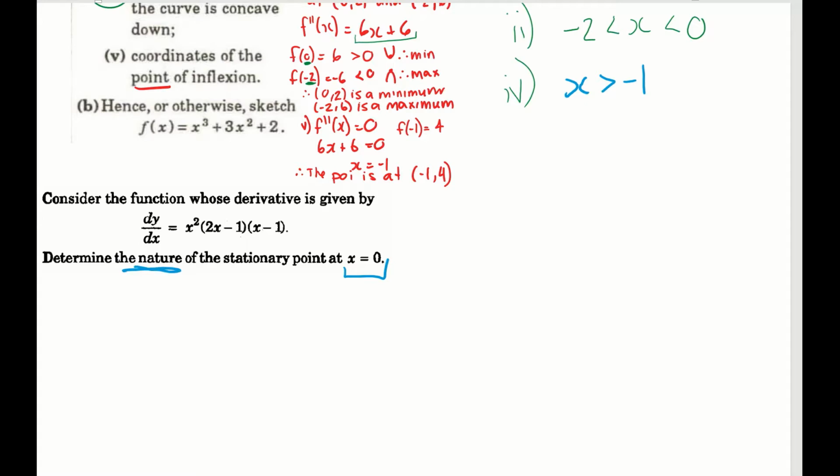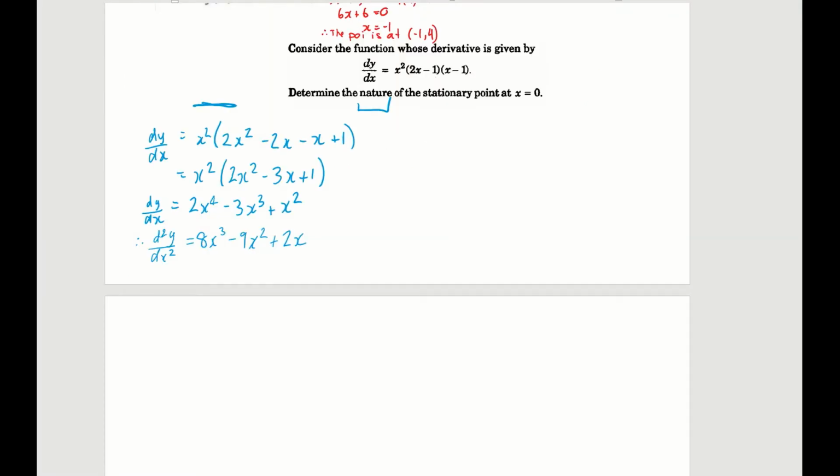So differentiating this, I'm definitely going to expand it all and then differentiate. When I'm expanding, I'll forget the x squared to start with and just FOIL out my two brackets and then multiply that in. So I expanded, and my derivative can also be written in the form 2x to the power 4 minus 3x cubed plus x squared. Now I can differentiate that, come down, and I get this value. Remember, we want to know the nature of the stationary point at x equals 0. So now I'm just going to sub my x value into my second derivative to find its nature.